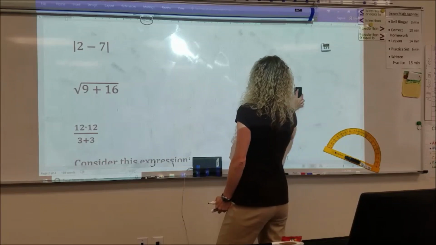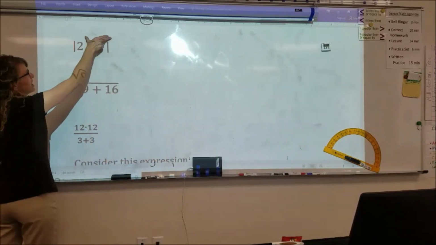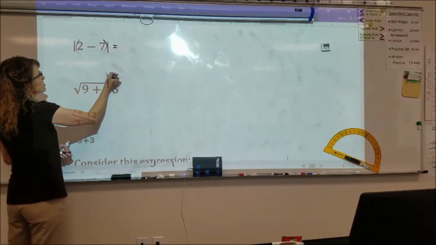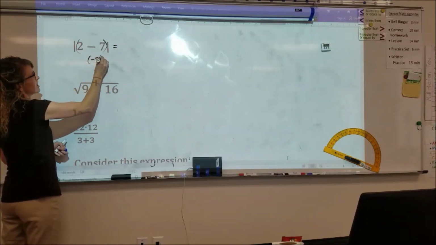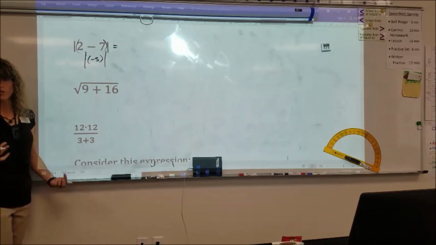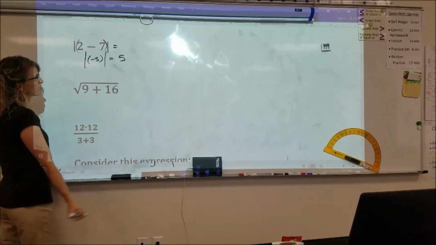Okay. What happens if I have these absolute values and square roots that have different parts in them? Like, should I take the absolute value of the 2 and the absolute value of the negative 7? No. Treat this as parentheses. So do your 2 minus 7, you're going to get negative 5. And then take the absolute value of that. Remember, absolute value is the distance from 0. So our distance is always positive, positive 5.